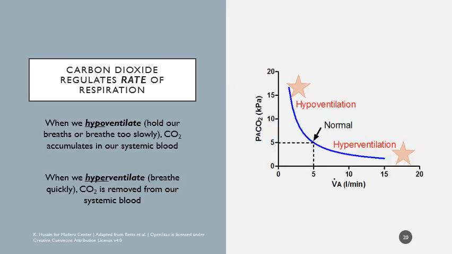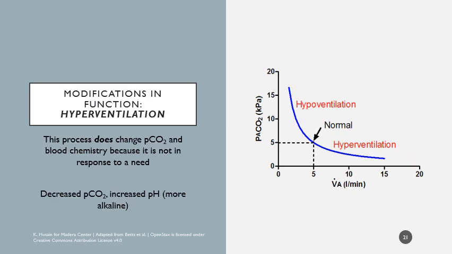And we can contrast this with hyperventilation, which is a really exaggerated response that isn't necessarily keeping us in homeostasis. It's moving us out of homeostasis. So carbon dioxide is removed from our systemic blood very rapidly. We're breathing it out. So it is fundamentally changing that partial pressure of carbon dioxide away from normal, moving us out of homeostasis. It's not necessarily in response to a need.